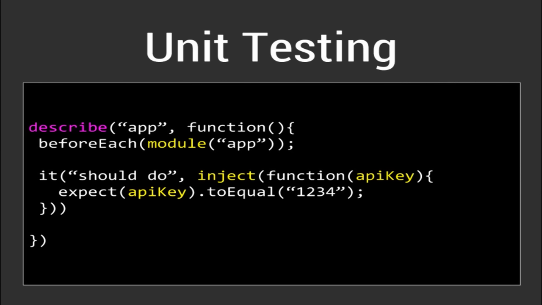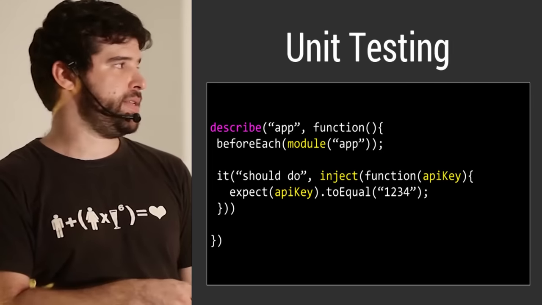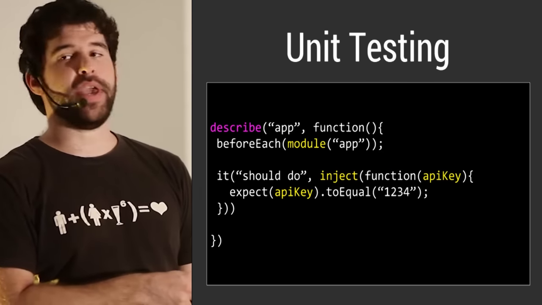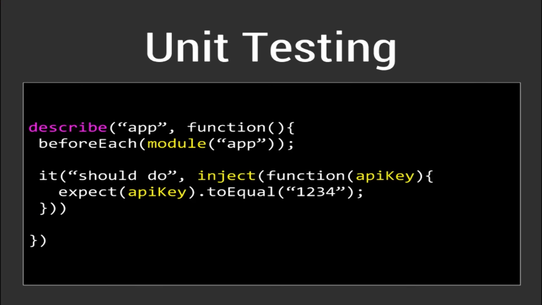If I want a controller that is connected to some other module, I can load this module and then I get access to it by using inject. So first I need to load the module, and then I can inject it to a function and get it in the test. So I can expect that the API key will be 1, 2, 3, 4, and then I can test all of the service layer in Angular. I can inject stuff and test it or mock stuff up.